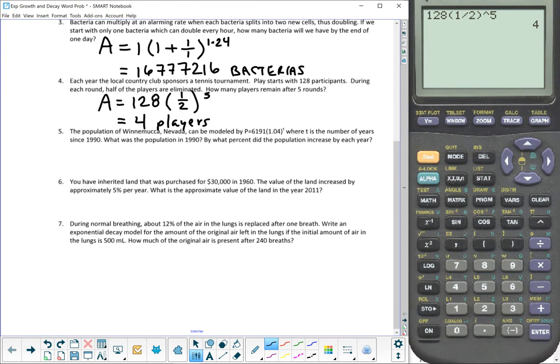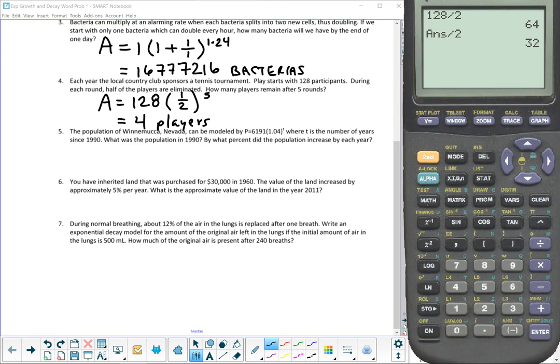Okay, and again, this is something you could do on the calculator, and it's comprehensible enough to where you can actually make sense of it. Think about it: 128 players, right? Basically half the players get eliminated, so you divide by 2, or you could say multiply by 1/2. So 128 divided by 2. After one round, you get 64 players. Then after the second round, divided by 2 again, you get 32 players.